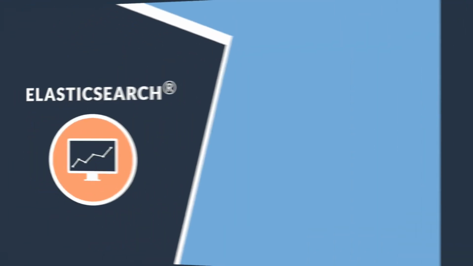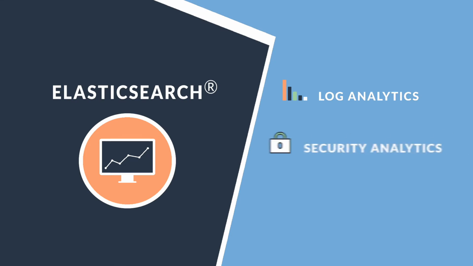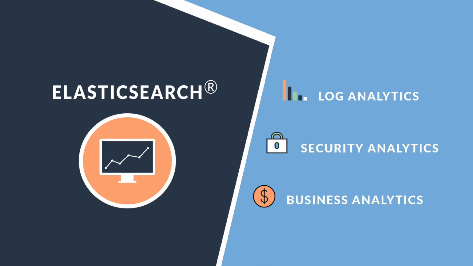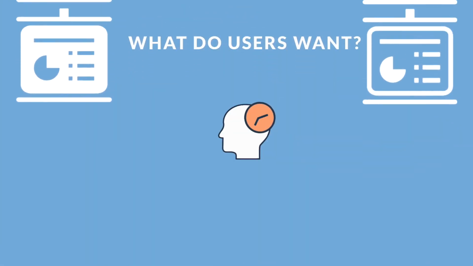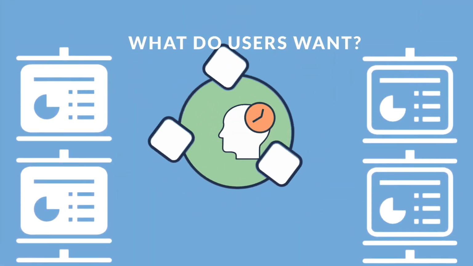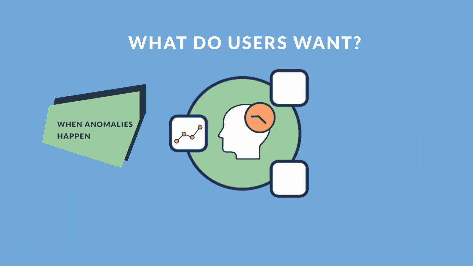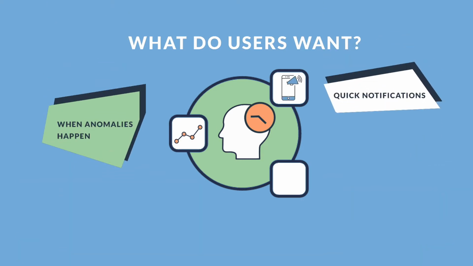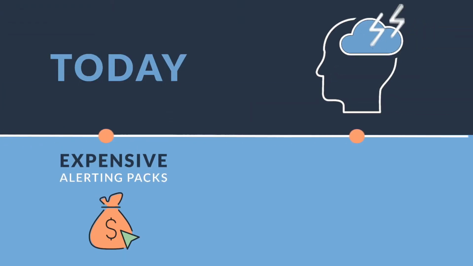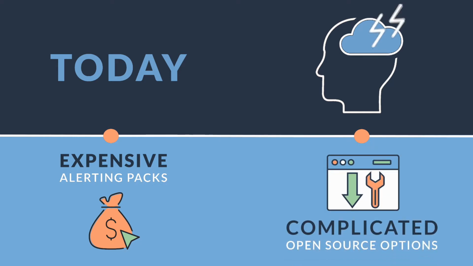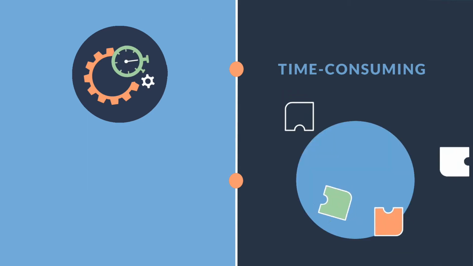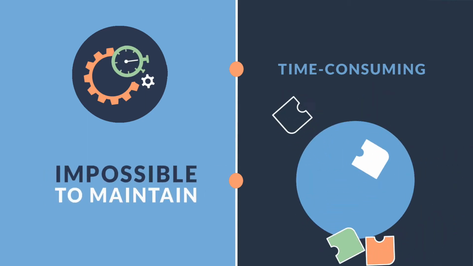You're using Elasticsearch for operational log analytics, security analytics, and business analytics, but your users don't have time to check dashboards every few minutes for anomalies in the data. Users want to be notified when anomalies happen so that they can act quickly, even when they're not in front of their dashboards. You're frustrated with expensive alerting packs. The open source option isn't any better. Not only is it time-consuming and difficult to use, it is also script-based, making it impossible to maintain.